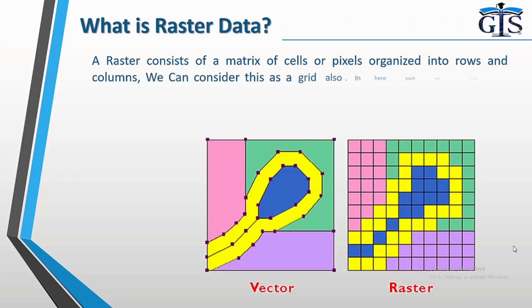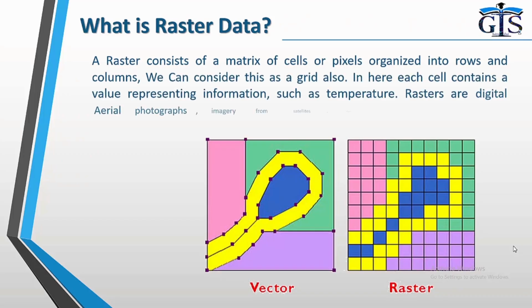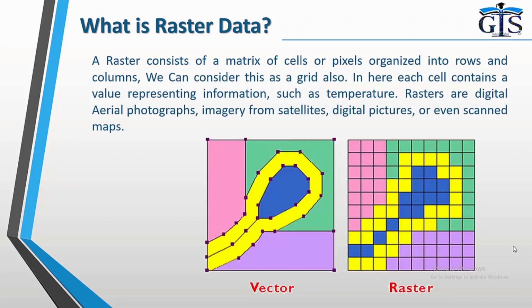A raster consists of a matrix of cells or pixels organized into rows and columns. We can consider this as a grid also. In here, each cell contains a value representing information such as temperature. Rasters are digital aerial photographs, imagery from satellites, digital pictures, or even scanned image.